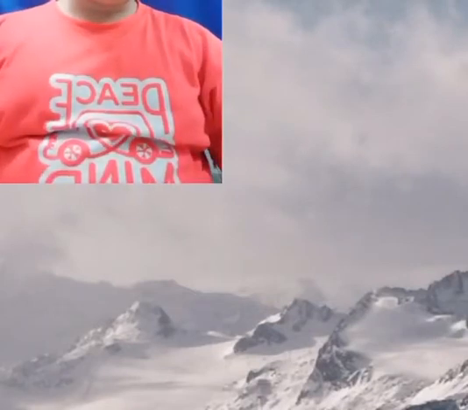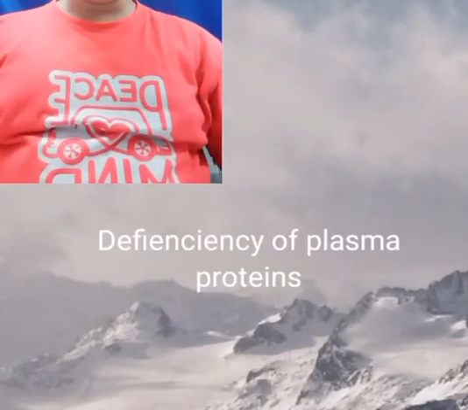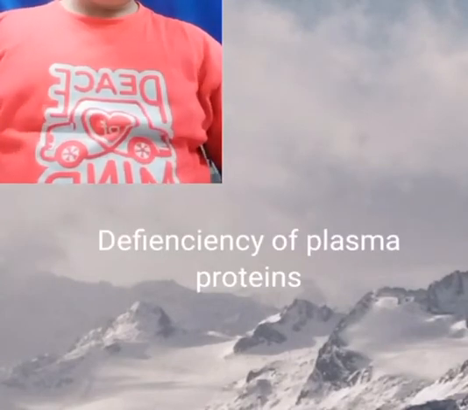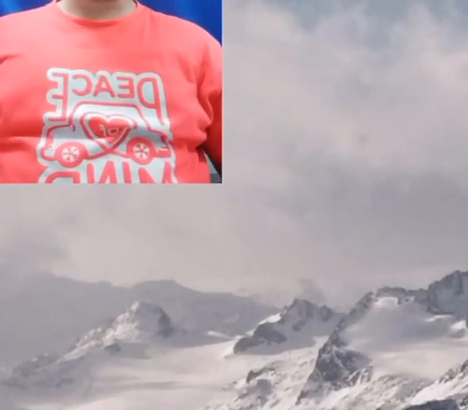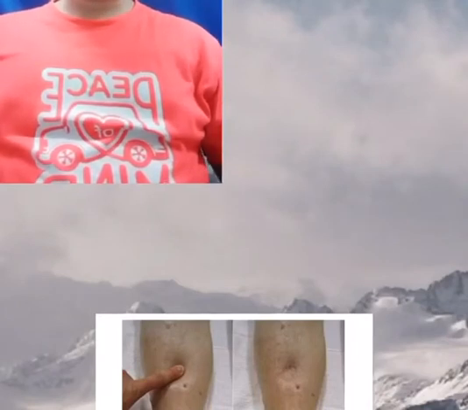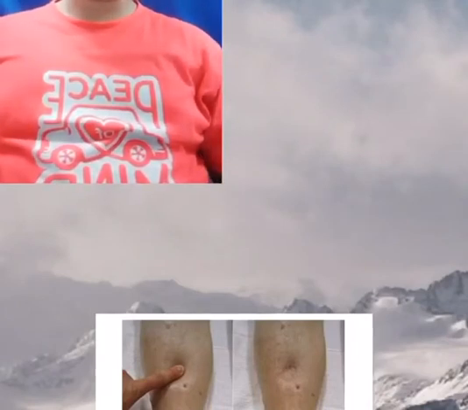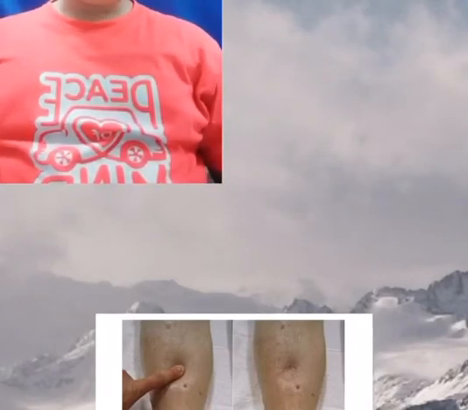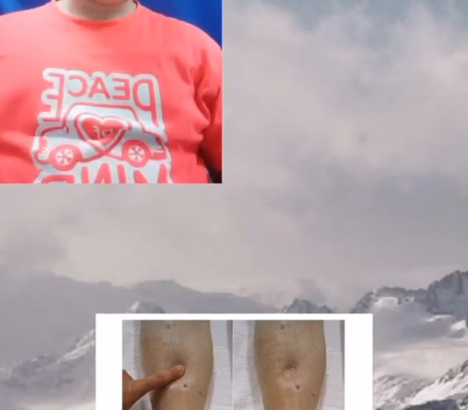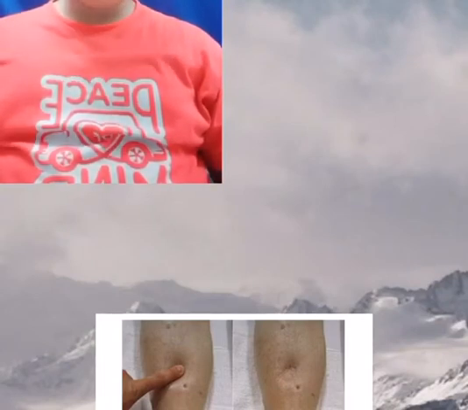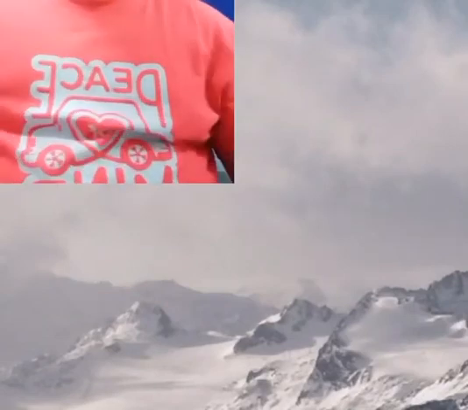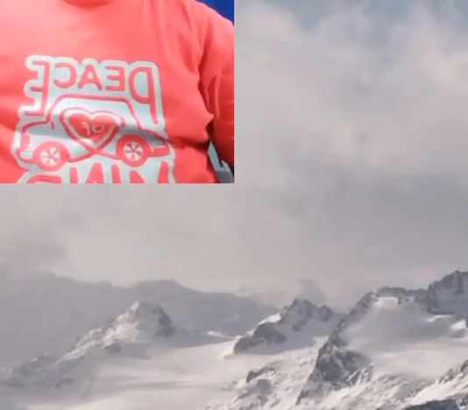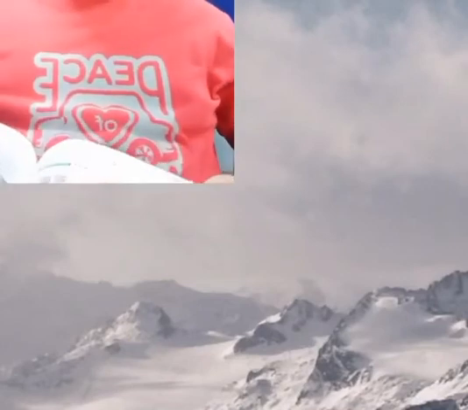Number two is the deficiency of plasma protein. The deficiency of albumin in the blood usually causes pitting edema. Pitting edema is caused because of the deficiency of albumin in the blood, also known as hypoalbuminemia.